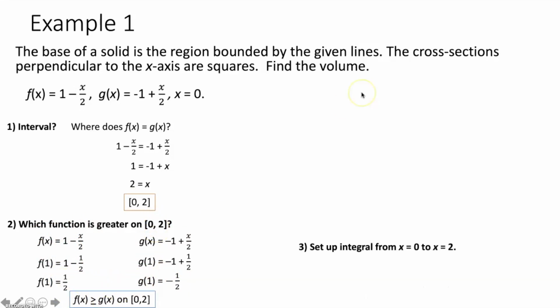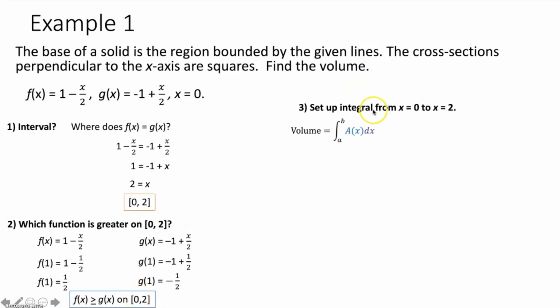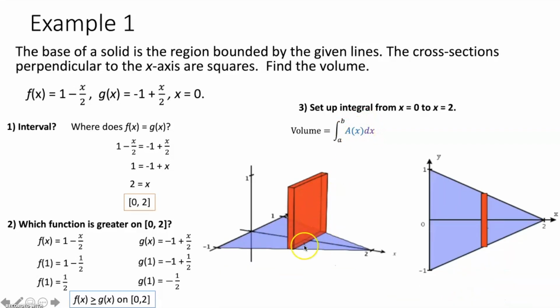So all I have to do now is set up my definite integral on this given interval of the area formula for my cross-section. And remember, in this problem, the cross-sections are squares that are perpendicular to the x-axis. So I'm going to set up my integral from x is equal to 0 to x is equal to 2 of the area formula for a square. What's the area formula for a square? The length of one of the sides squared. So what would be the length of one of the sides of this square? Well, again, we said the length of one of the sides is the distance between f of x and g of x, our upper function and our lower function.